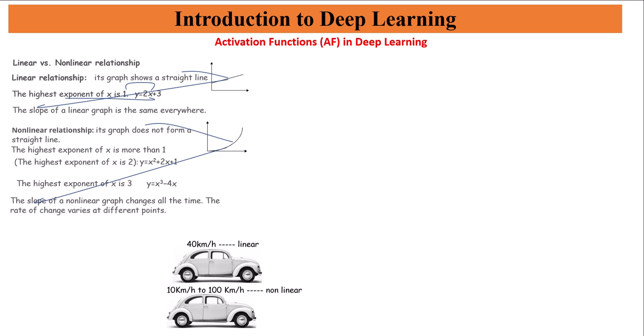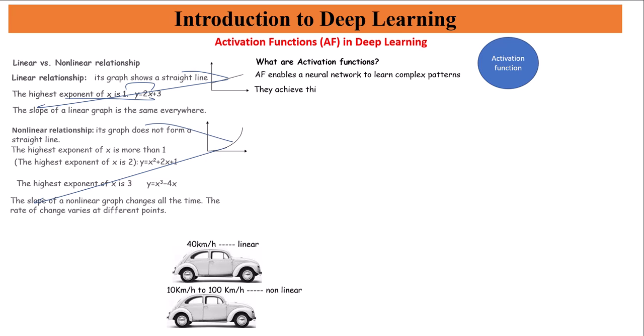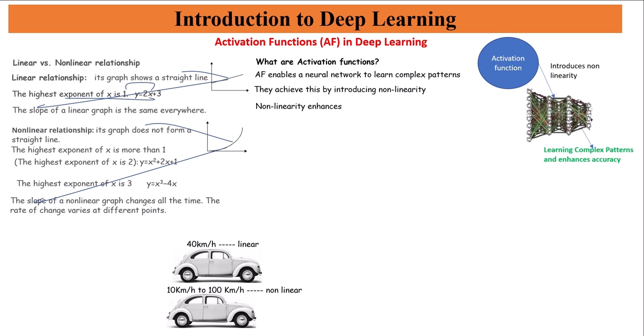Now that we have a clear understanding of linear and non-linear relationships, it's time to dive into activation functions. Activation functions play a crucial role in neural networks by enabling them to learn complex patterns in data. They achieve this by introducing non-linearity, allowing the network to capture complex relationships that a linear model cannot. This nonlinearity enhances the network's ability to learn and generalize with high accuracy.